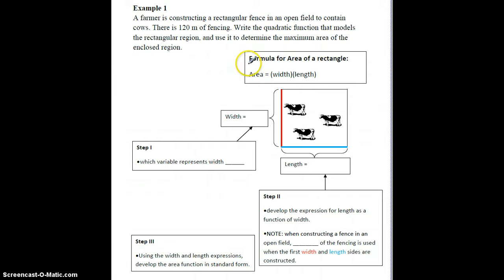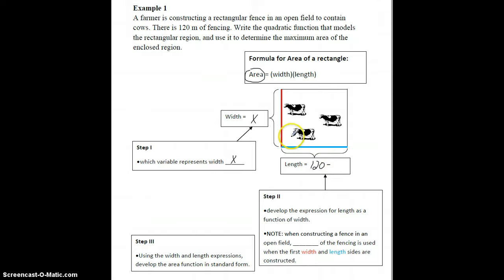So first, to build the equation, we're asked to find the maximum area. So area is width times the length. Now we don't know what the width is, so we'll just call it a variable. I would say x. So step one, identify which variable is the width. Now for the length, we have to think about this for a moment. We only have 120 meters of fencing in total. So we got 120 meters in total.